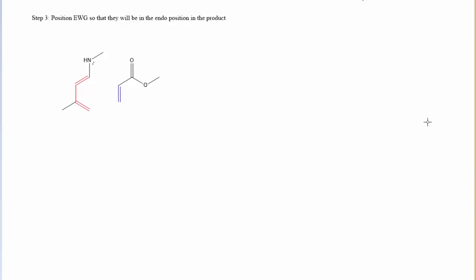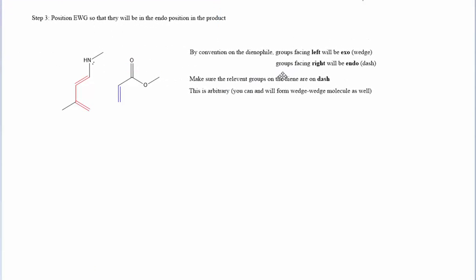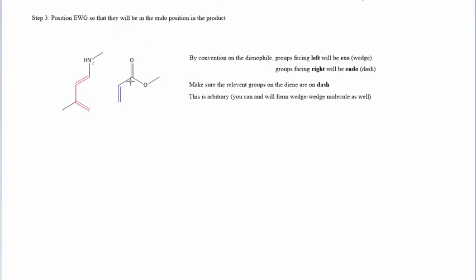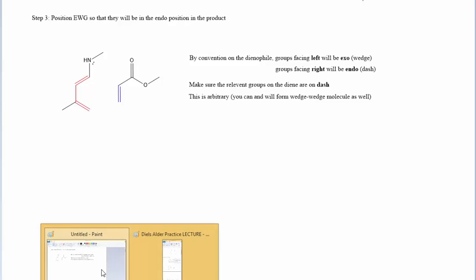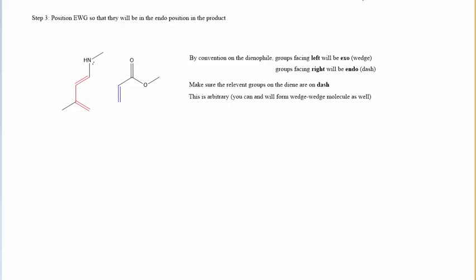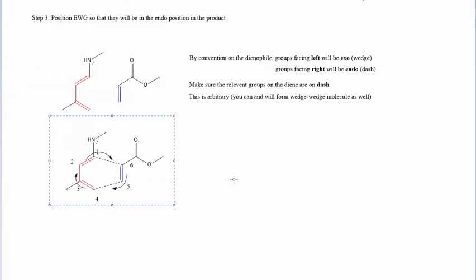So just to summarize what I just said, by convention of the dienophile, in the final product, groups facing right will be endo. That's why you want to put this on the right, and groups facing left will be exo. And when you draw the final product, which is step 4, which is simply to number the carbons involved in the Diels-Alder reaction, we're just going to go like this, 1, 2, 3, 4, 5, 6, and we're simply going to have the arrows move around in this cyclic fashion.